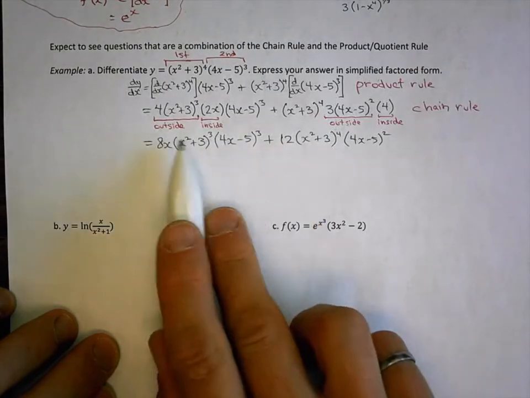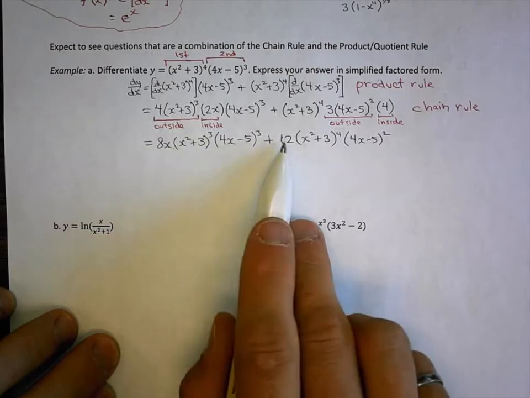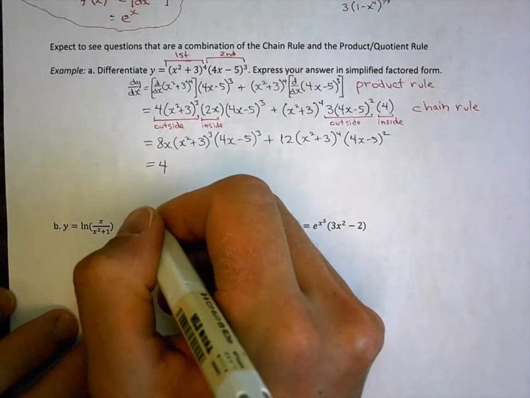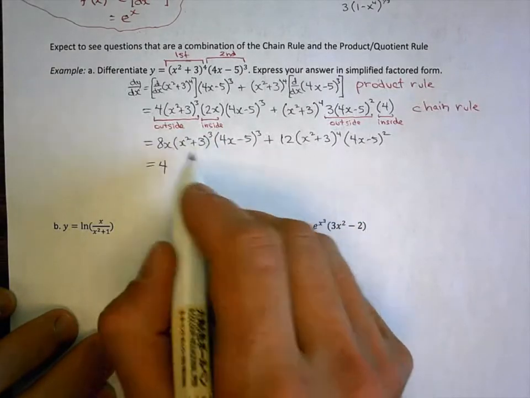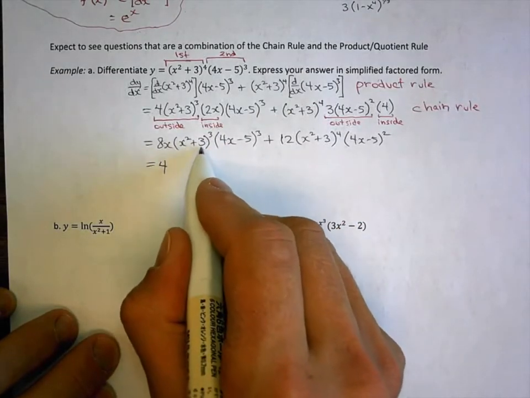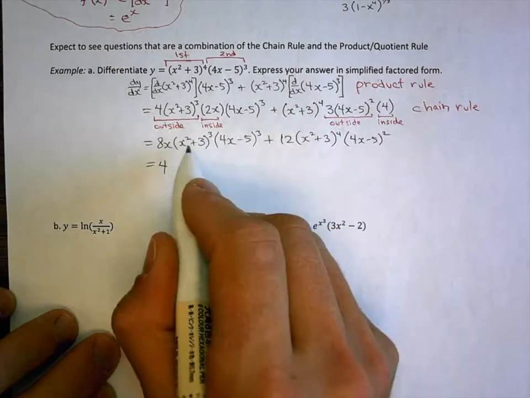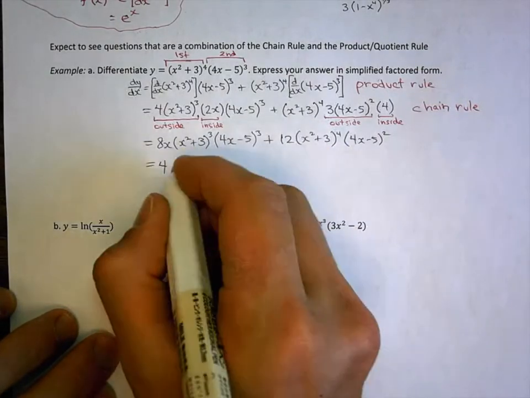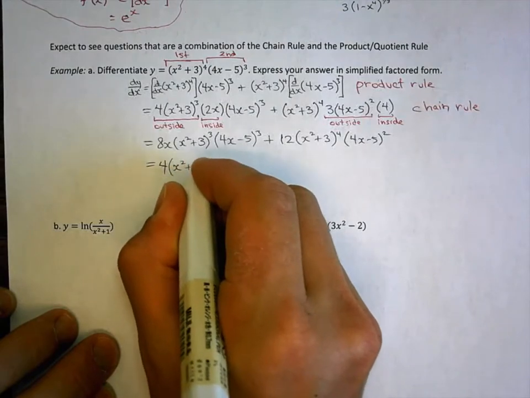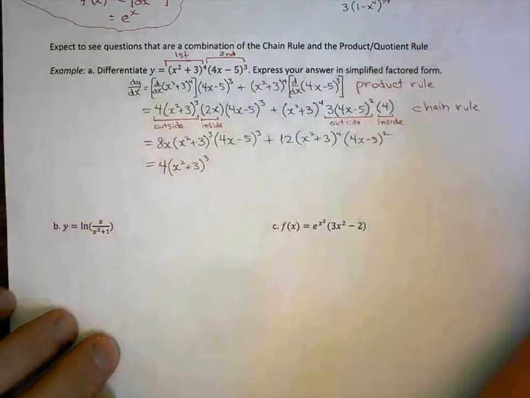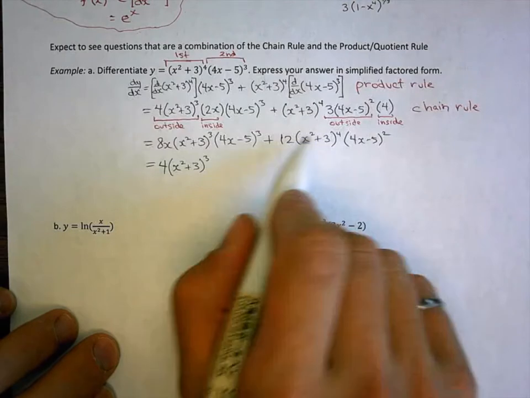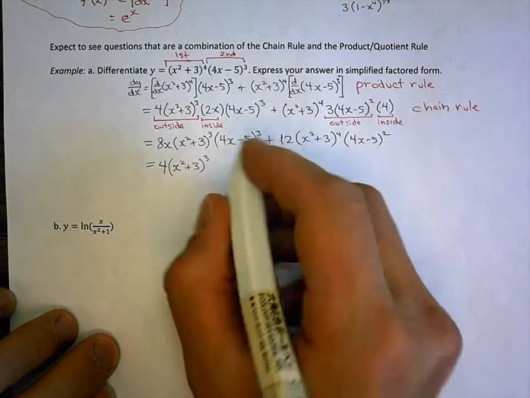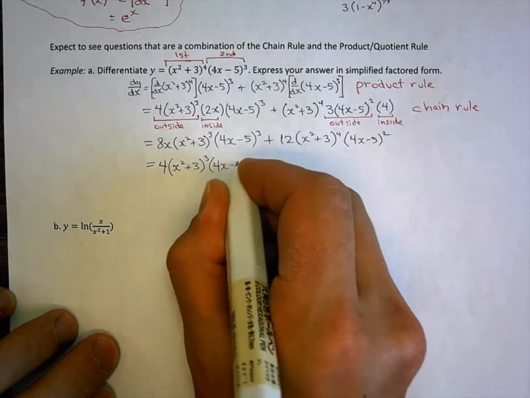What's common in the constants here, or these coefficients? The number 4. Okay, and is there anything? Now let's look at the different expressions. So I have an x squared plus 3 and an x squared plus 3. I actually have x squared plus 3 to the power of 3 and x squared plus 3 to the power of 4. So I can factor out x squared plus 3 to the power of 3, that's in both of them. Finally, 4x minus 5. I have 2 of them here, 3 of them here, so I can factor out 2 of them.